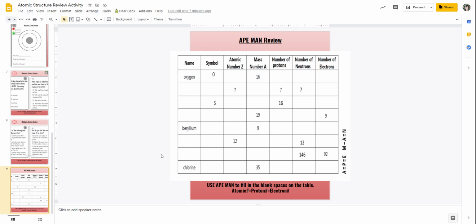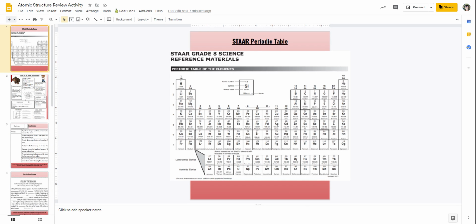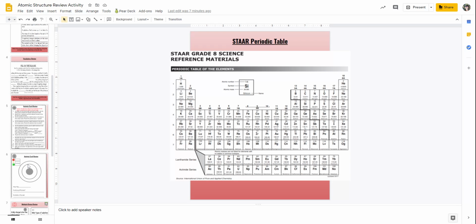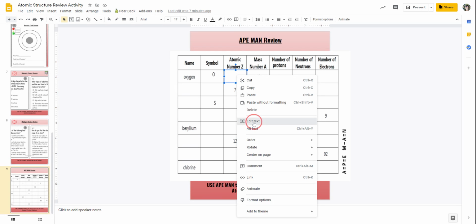And then we have the 8-man review activity. So the first 2 we're going to go through together, and then you'll do the rest of it yourself. So we have oxygen with the symbol O. So it gave us the name and the symbol on this one. And then it wants the atomic number. So I'm going to go back up here to my periodic table, and I'm going to find oxygen, which is right there. Okay, so the top number, the atomic number, is 8. So I'm going to come back over here, and I'm going to put 8 in there.